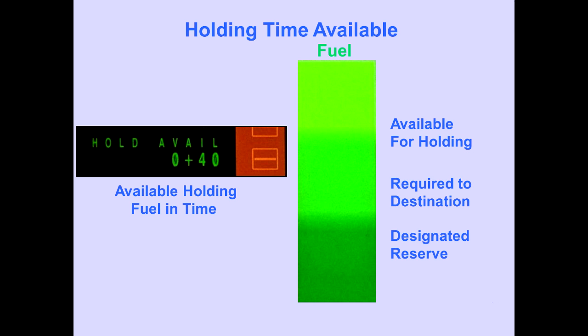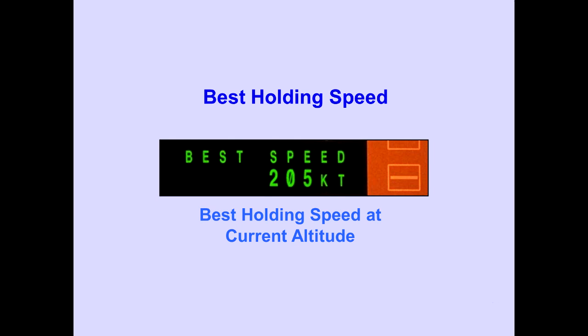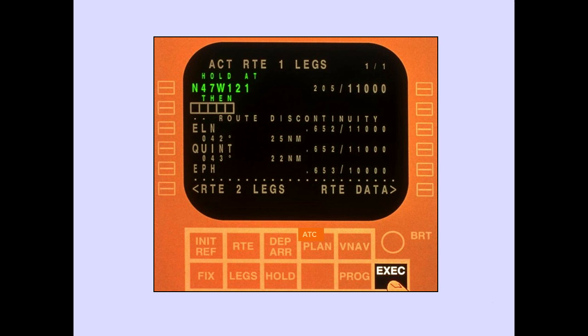Holding time available represents fuel, displayed as time, over and above that required to destination and entered as reserve. The best speed line displays the best holding speed for present altitude and may be greater than regulatory maximum airspeed. Pushing the execute key sequences the hold at waypoint into the active route.